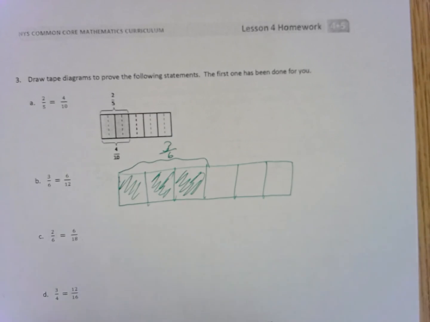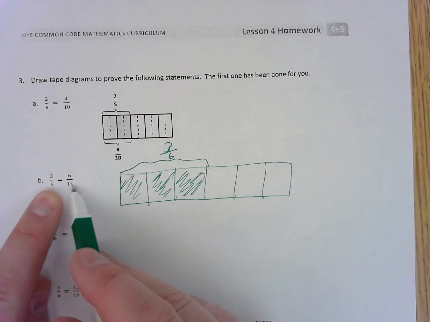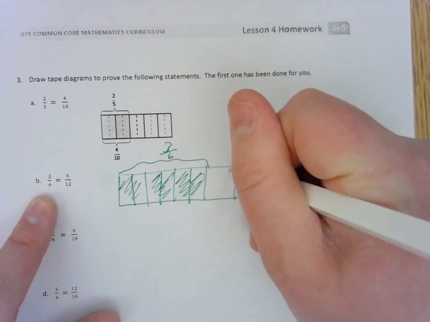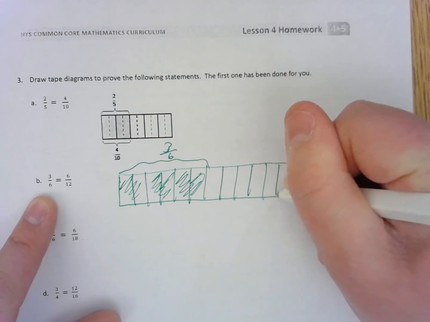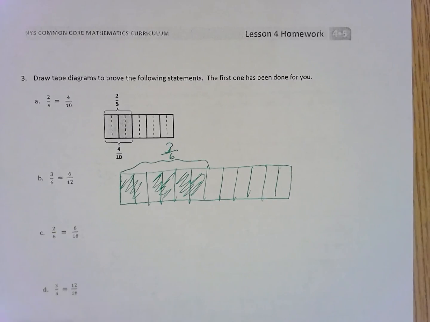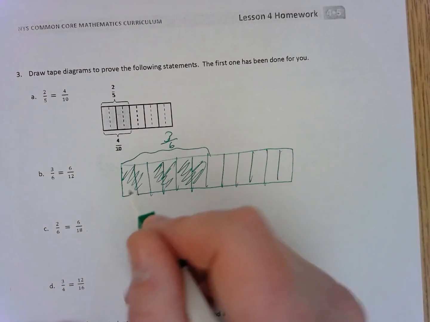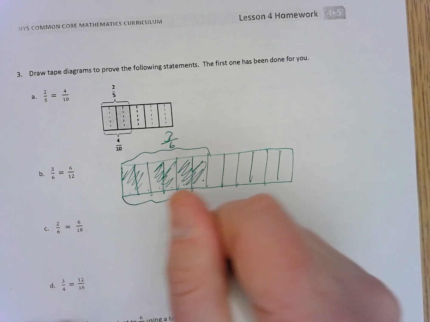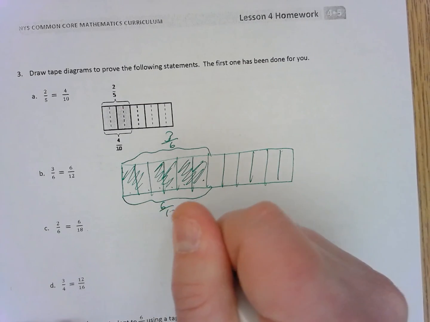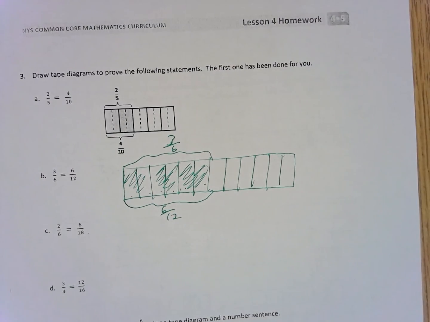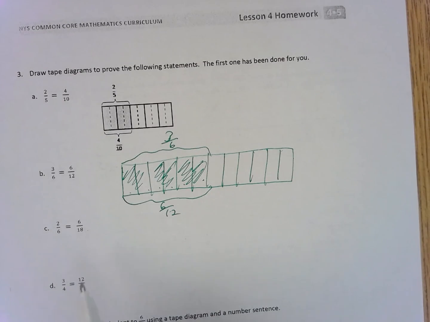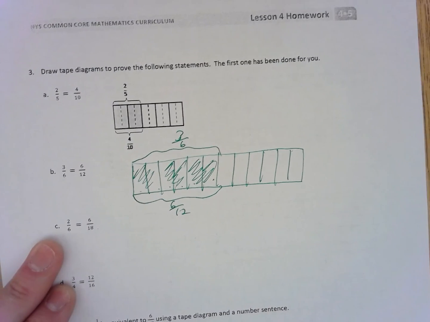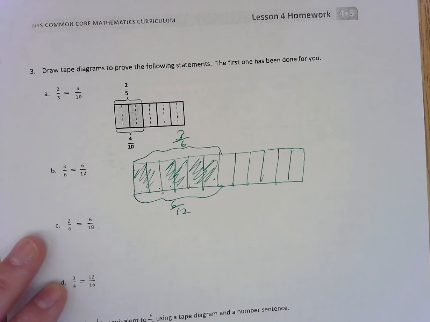Now to get from sixths to twelfths, we're doubling it. So we're going to cut each of these in half. And so underneath here, we now have 1, 2, 3, 4, 5, 6. We have 6/12. Same thing for these next two. We're just drawing the tape diagram. We don't actually have to write any addition or anything like that.